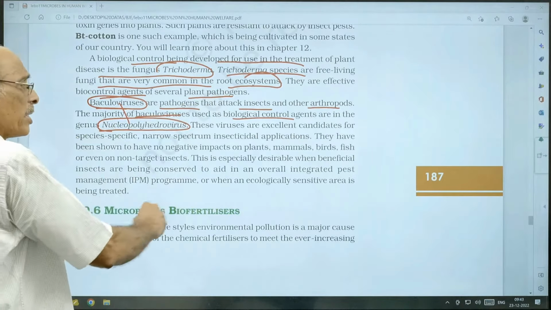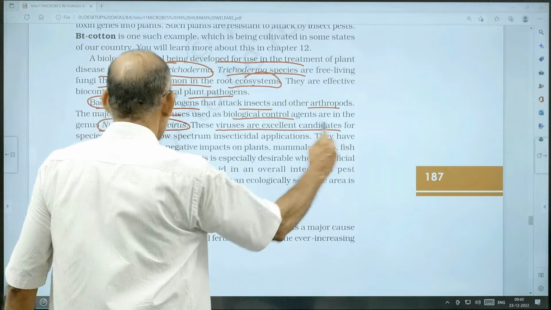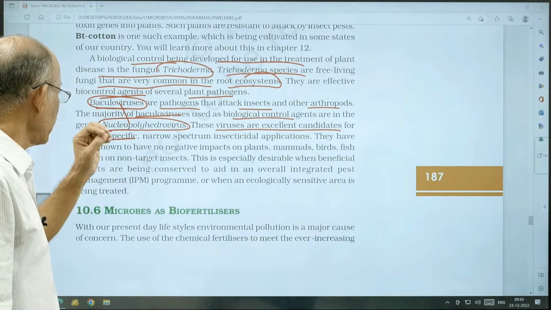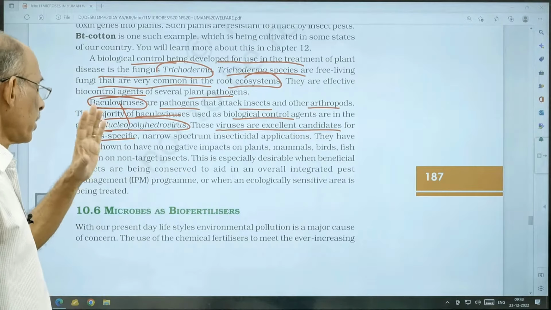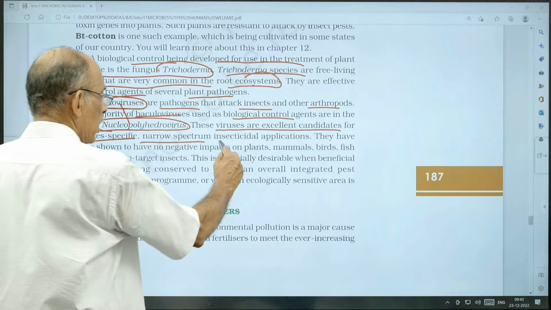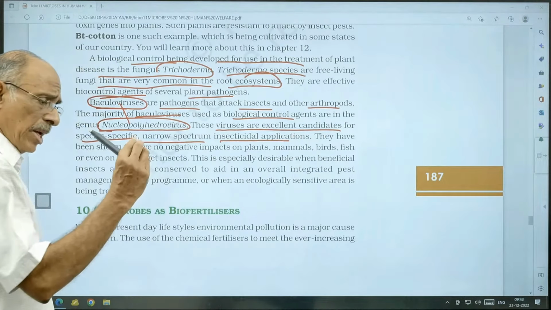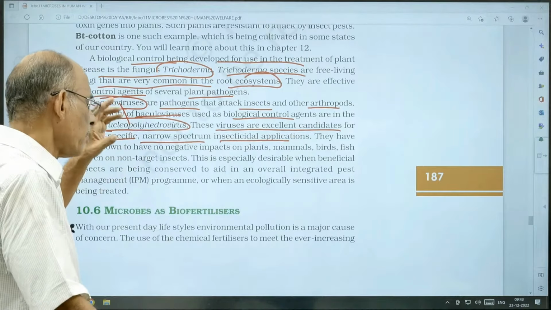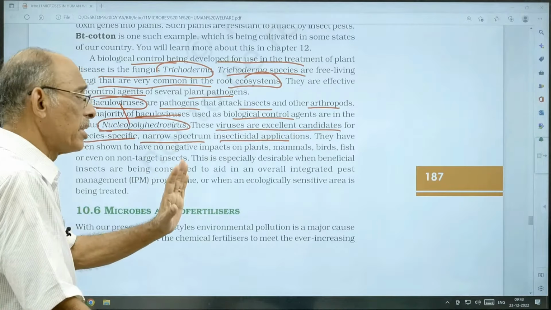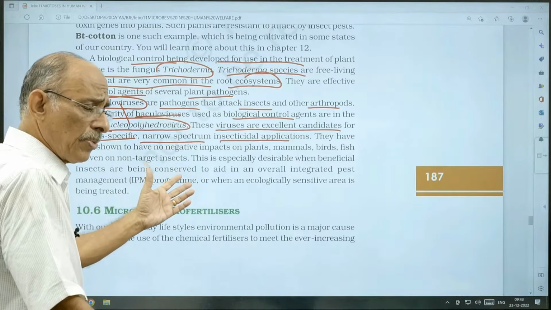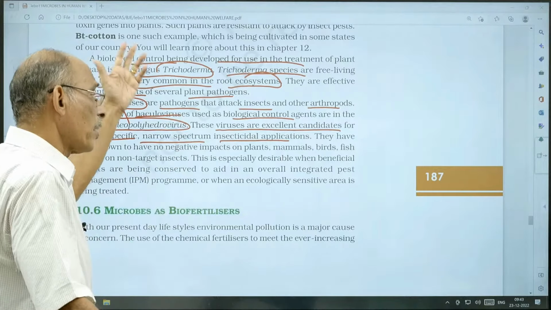And these viruses, very important point, are excellent candidates for species specific control, which will kill only that particular species. So species specific means narrow spectrum. Just like an insecticide with narrow spectrum kills only particular insects, whereas chemical insecticides kill all types of organisms. So they are broad spectrum.